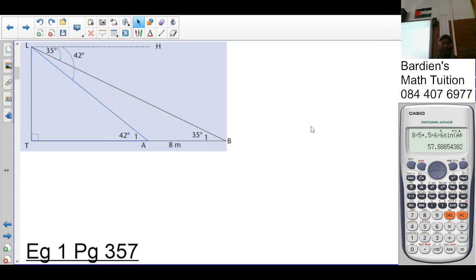Alright. So first question was to determine LT, or the height of the lighthouse. So how do you think we're going to calculate LT?